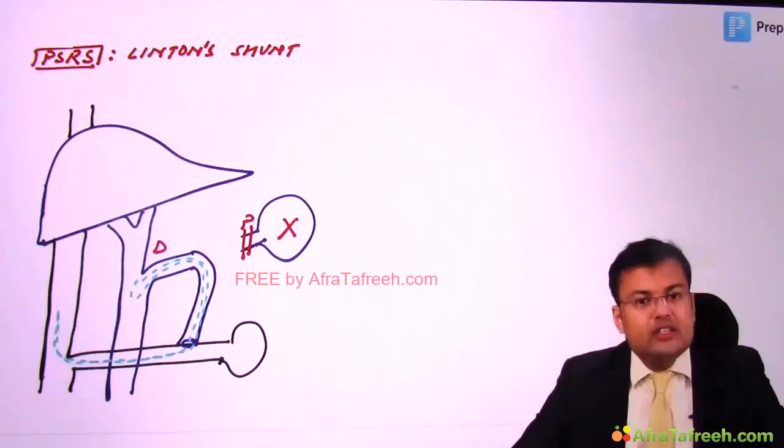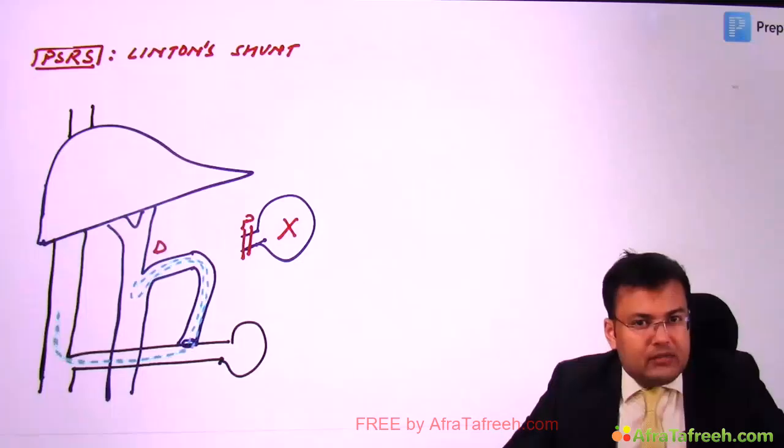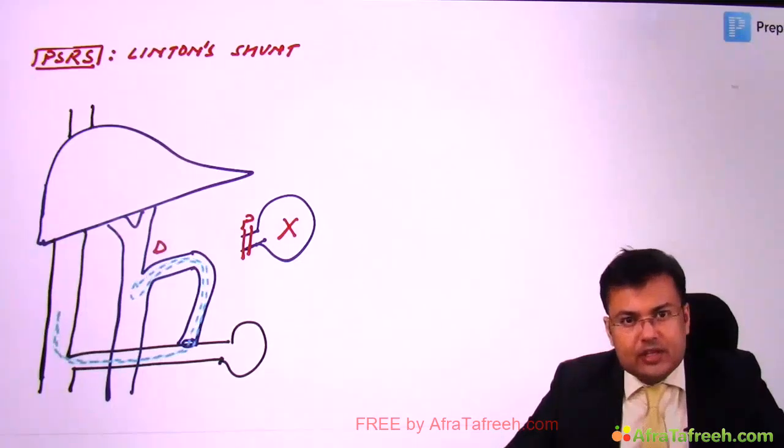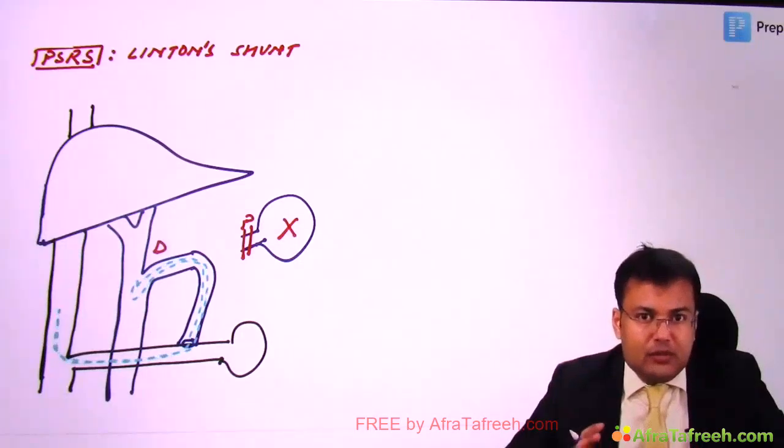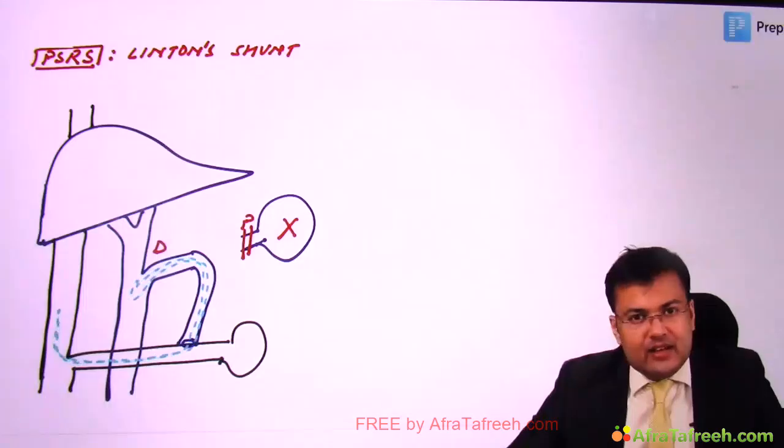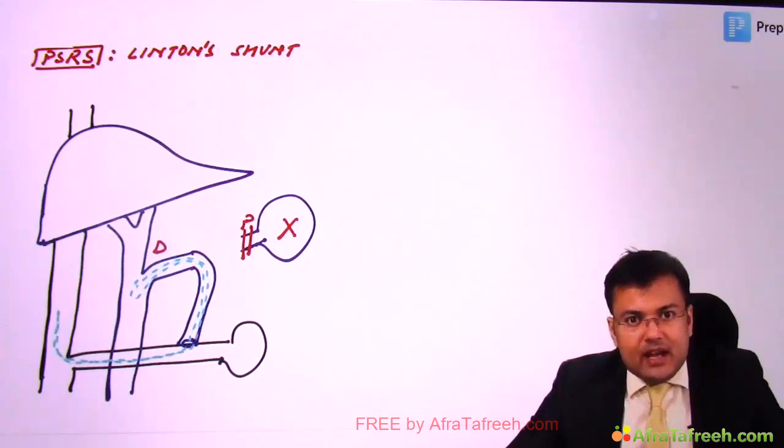Clear? So this is the direction of blood flow. So that's why it is known as what? Proximal splenorenal shunt. So in all these shunts, what you can make out is that almost the whole blood of the portal vein is entering into systemic circulation or IVC. That's why all these are the types of non-selective shunt.